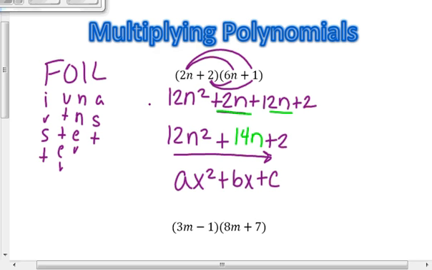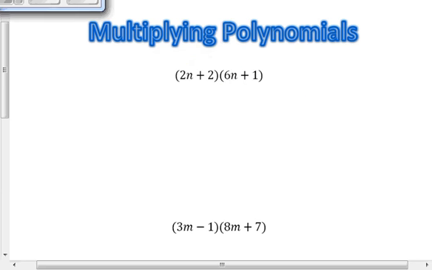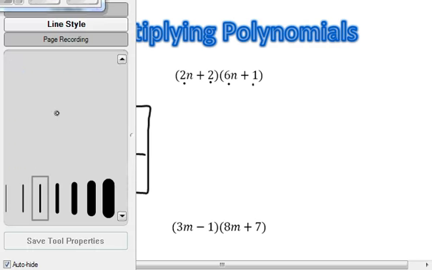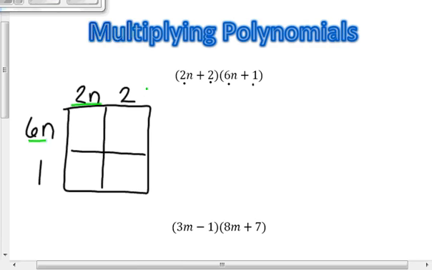The other way is by using the box method. And for those of you who have taken science before, it's also like the Punnett square. So we do 2n and 2 on the top, and 6n and 1 on the side. And it doesn't matter, we could have done 6 and 1 on top and 2 and 2 on the other side. It doesn't matter.